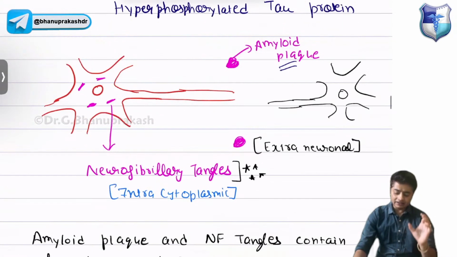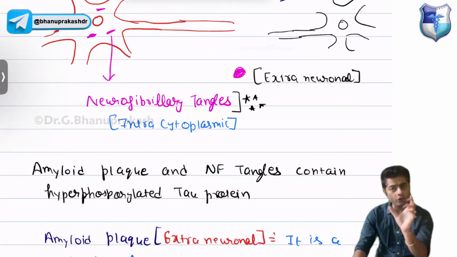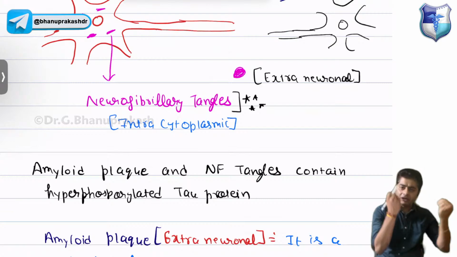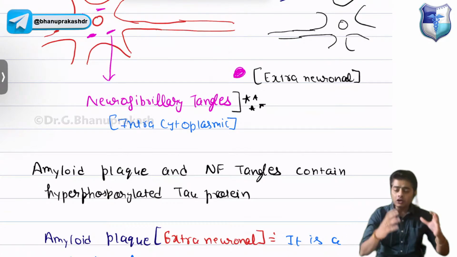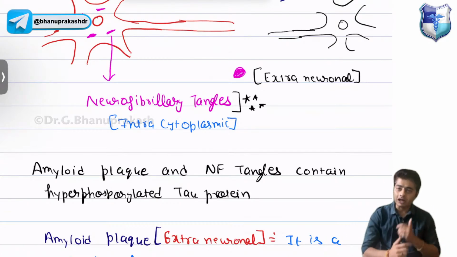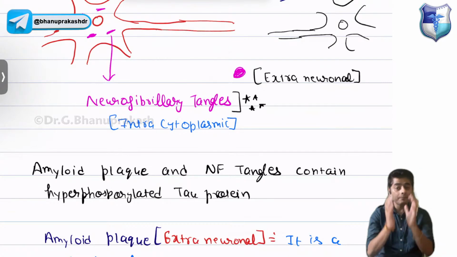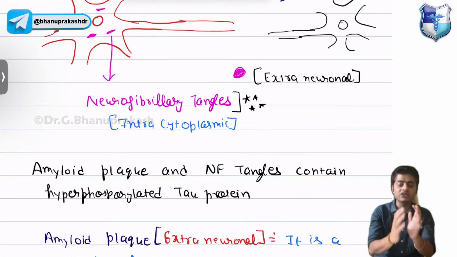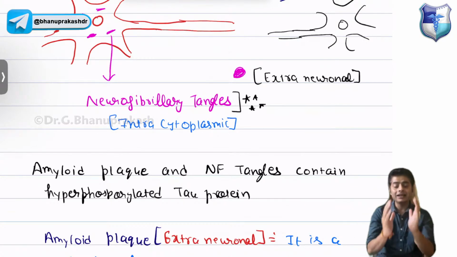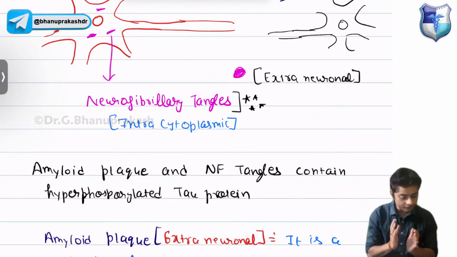So what we have studied is that there is hyperphosphorylated tau protein. If it is present between the neurons, that is extraneuronal, then it is your amyloid plaque, and if present inside the neuron, it is an NF tangle. Amyloid plaques can be present normally also, and they are an incidental finding in Alzheimer's disease many times. But the presence of NF tangles is pathological, and the more NF tangles, the more severe is the disease. That means NF tangle presence correlates with the severity of disease. Okay, everyone?